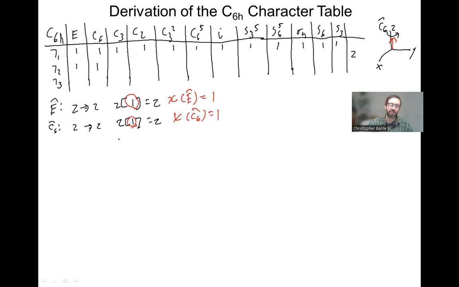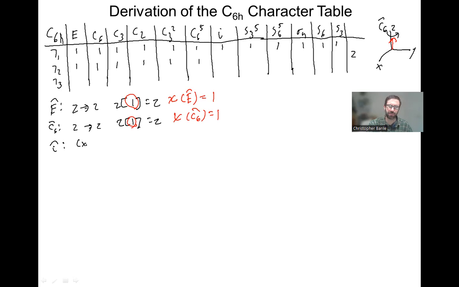And so now at this point, you can see that if z goes to z, you're going to get 1. And for C3, C2, C32, C5, C6, all these are going to be the same. They're all going to be 1. The reason for that is that you're just doing a different amount of rotation, but you're along the z. Because you're doing a rotation along the z and not by any other axes, your arrowhead's still going to be pointing up. What about our next one here, inversion?